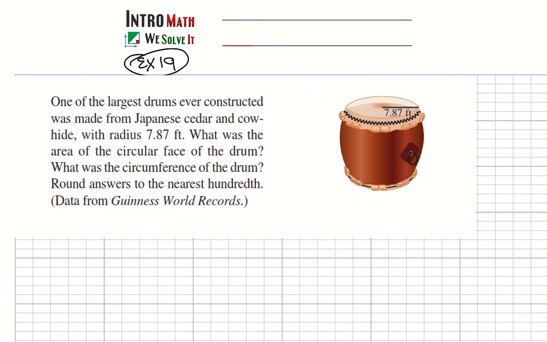What does that one say? Just give me a minute. That one says that one of the largest drums ever constructed was made from Japanese cedar and cowhide with radius 7.87 feet. See, they showed it there. Okay. What was the area of the circular face of the drum? What was the circumference of the drum? Oh Lord, round answers to the nearest 100.